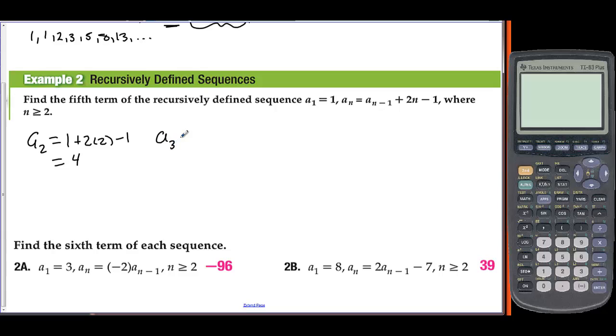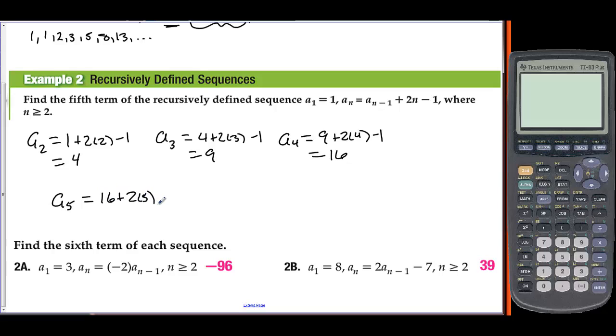A sub 3 is the one before it, which is 4, plus 2 times 3, minus 1. That's 10 minus 1, that's 9. A sub 4 is 9 plus 2 times 4, minus 1. That's 17 minus 1, 9 plus 8 being 17. That's 16. And a sub 5, the fifth term, is 16 plus 2 times 5 minus 1. That's 26 minus 1, that's 25.